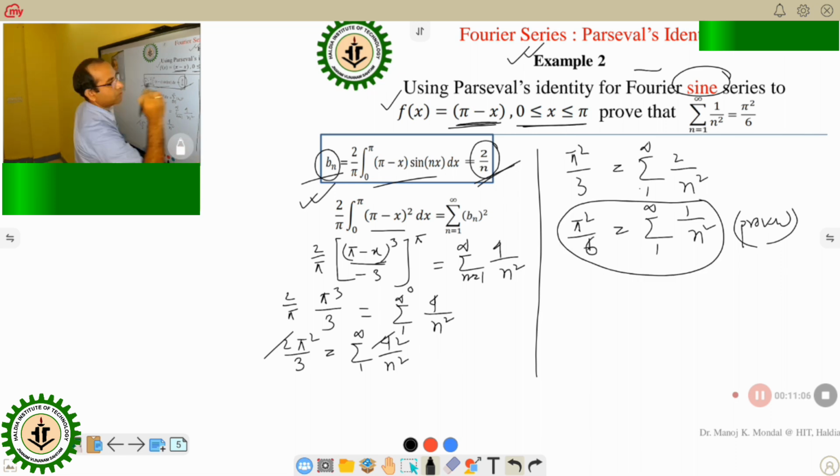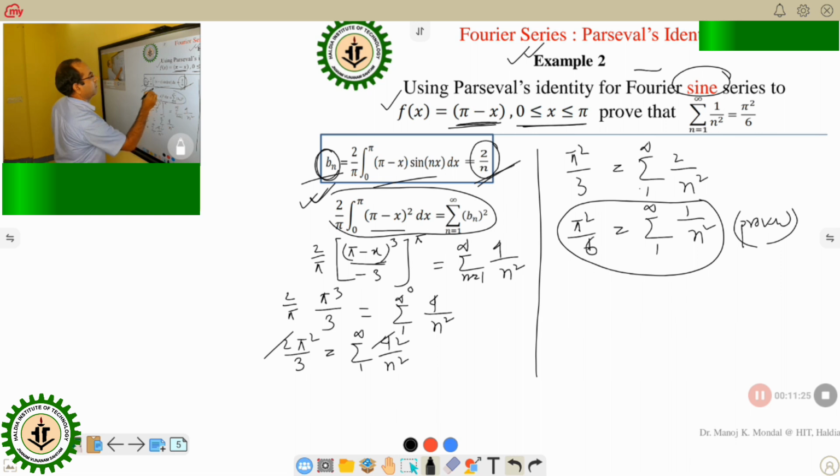So this is also another thing: you have to use Parseval's identity to prove this function. So for this type of case, we have to remember the Fourier coefficient. Find the Fourier coefficient and put it in this equality, then you can easily find it out. Now we consider another example.